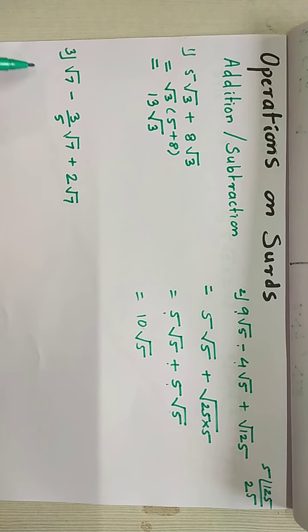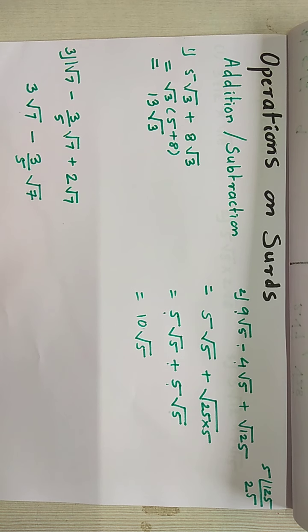Now let's solve this sum. In this sum, if you observe, root 7 is there, root 7 is there, root 7 is there. All are like surds. But we have one fraction over here. So let's keep this fraction a little aside and let's add these two first. This is 1 root 7 and this is 2 root 7, so total becomes 3 root 7. 1 root 7 plus 2 root 7 becomes 3 root 7 minus the fraction part, 3 upon 5 root 7.